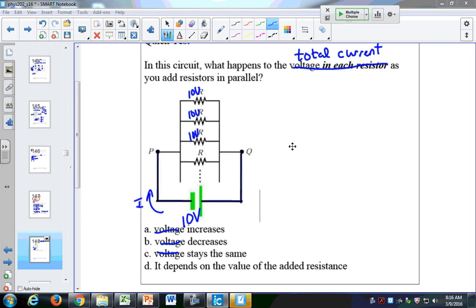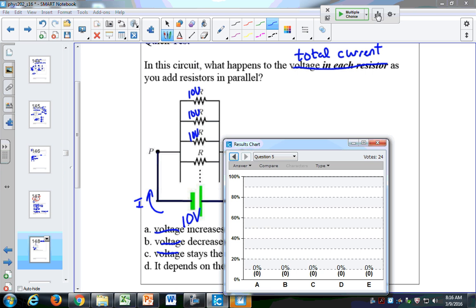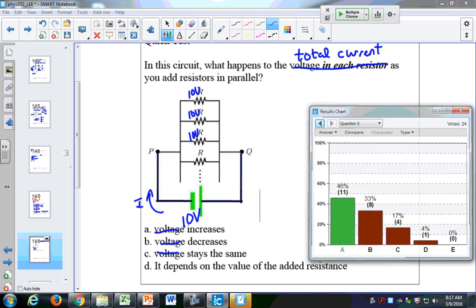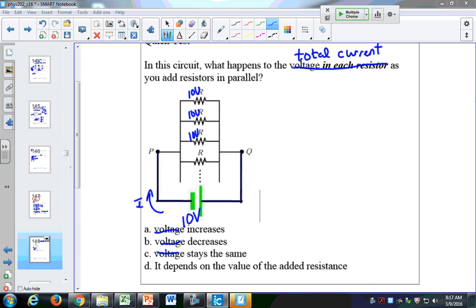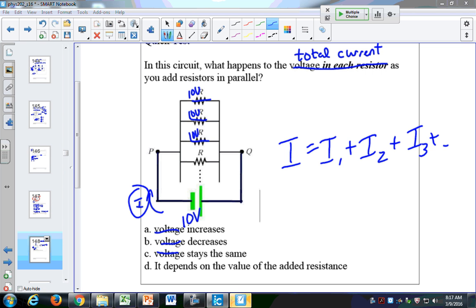And we'll stop with this one. Back to your exam. The total current will increase. Remember one of our rules, the junction rule, which says that the total current, I, is equal to the sum of these individual currents: I1 plus I2 plus I3 plus however many I have. So as I add more and more resistors, I'm adding more and more terms to this, which causes my total current, the current here in the circuit, to increase.